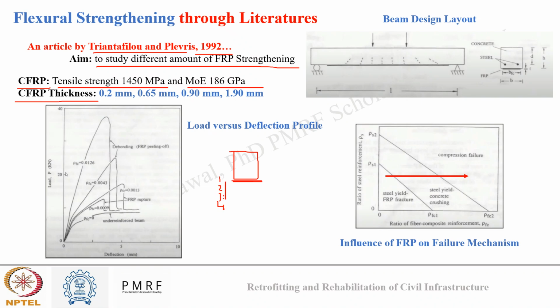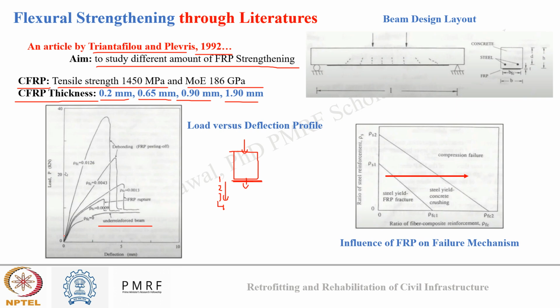So if I am attaching more sheets, I am increasing the thickness of the FRP composite that I am attaching. So they did that only. In one case, they attached a 0.2 mm thick FRP sheet. In another case, they attached a 0.6 mm FRP sheet, then 0.9 mm, and then 1.9 mm. And for each of them, they applied the load on the beam and they checked the midspan deflection happening in the beam.